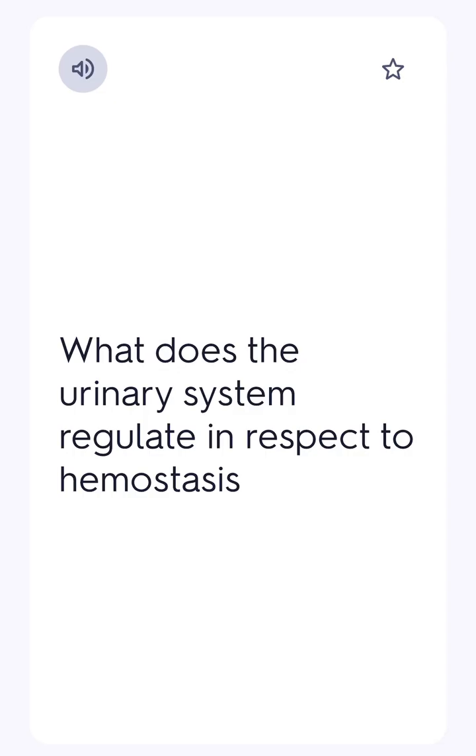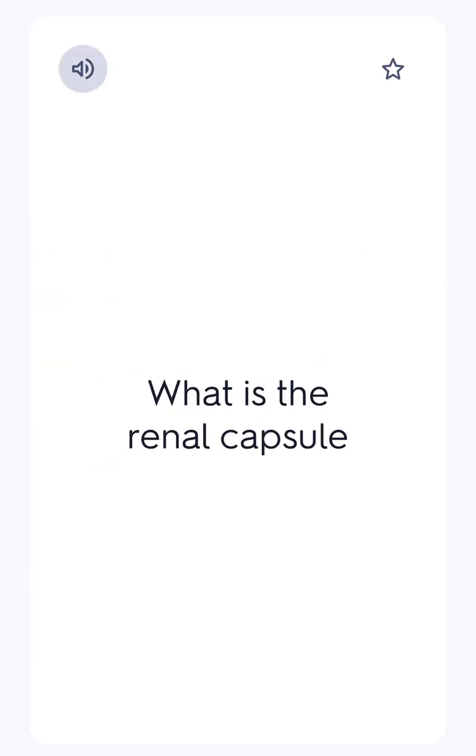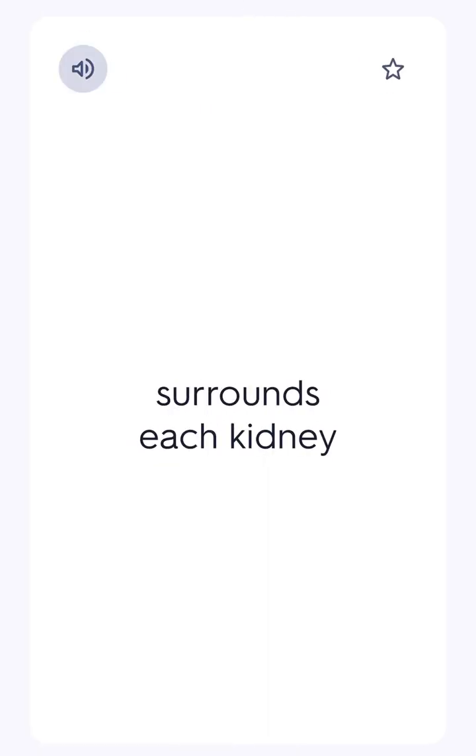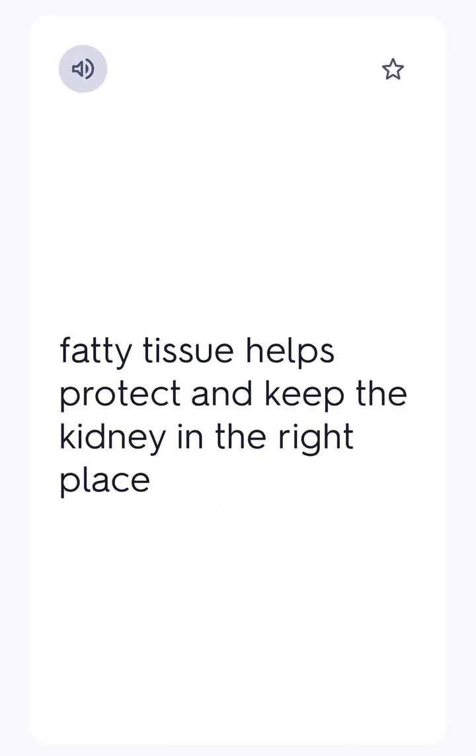What does the urinary system regulate in respect to homeostasis? Water balance, pH, electrolytes, blood pressure, red blood cell formation, acid-base balance, activation of vitamin D. What is the renal capsule? Surrounds each kidney. What does the adipose capsule do in relation to the kidney? Fatty tissue helps protect and keep the kidney in the right place.